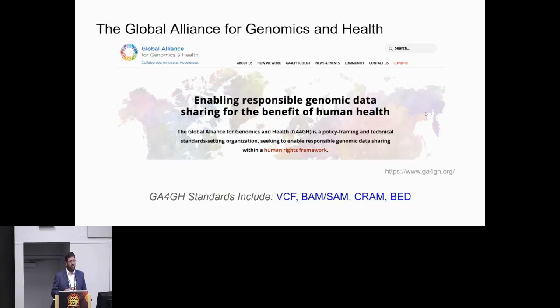We're doing this under the context of the Global Alliance for Genomics and Health. So for those of you that are unfamiliar with this organization, the GA4GH is a standards development organization. What they do is they work together to create policy framing and technical standards in order to drive genomics and health sharing under a human rights framework. They do this for a number of different standards that many people in this room are probably familiar with. For example, they develop and maintain the VCF, the BAM and SAM standards, CRAM, bed files, etc.